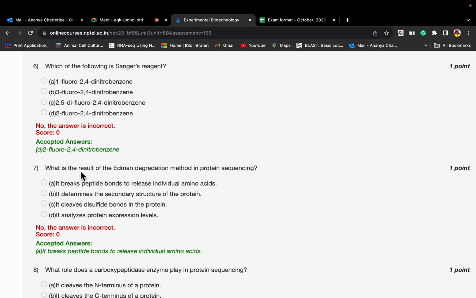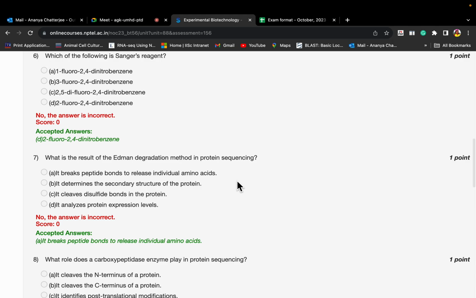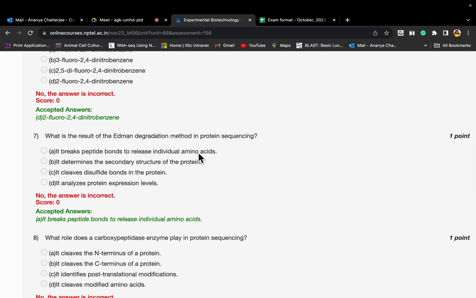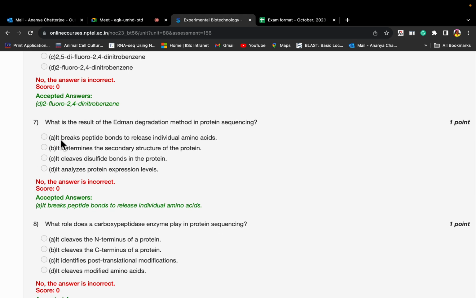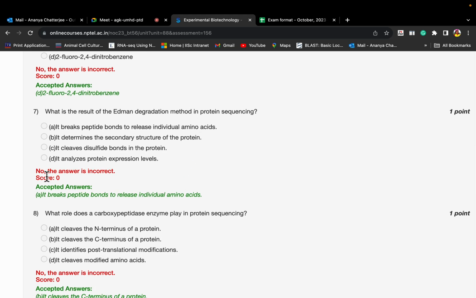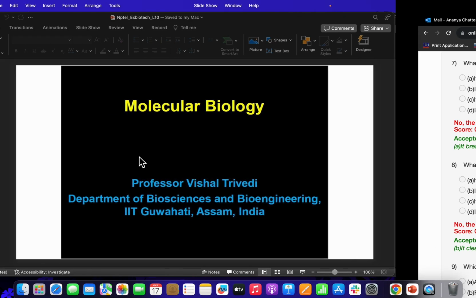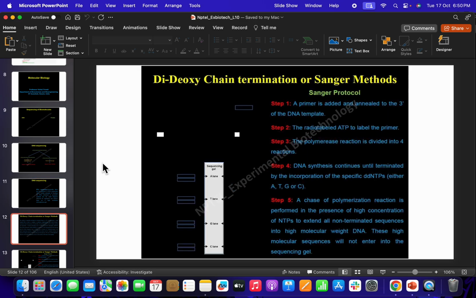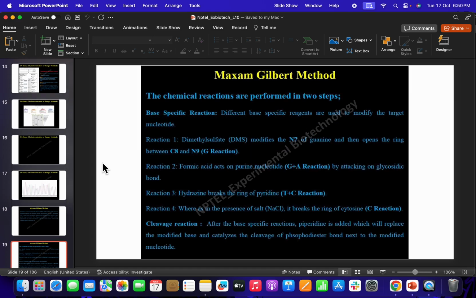Now the next question, what is the result of the Edman degradation method in protein sequencing? So why do you do the step of Edman degradation during protein sequencing? Options are: it breaks peptide bonds to release individual amino acids, it determines the secondary structure of the protein, it cleaves disulfide bonds in the protein, it analyzes protein expression levels. So the option is, it breaks peptide bonds to release individual amino acids.